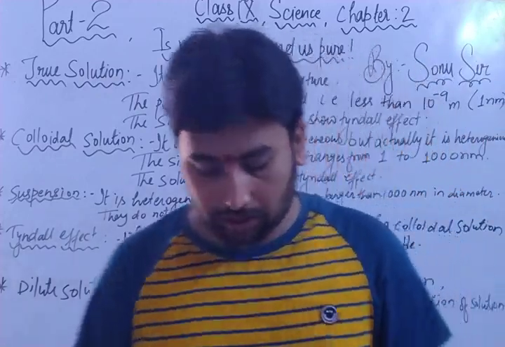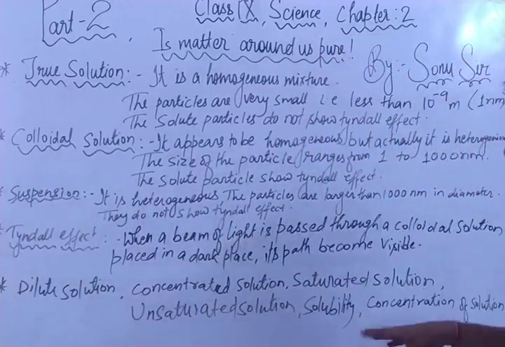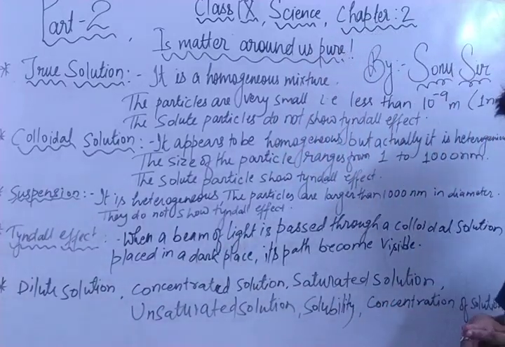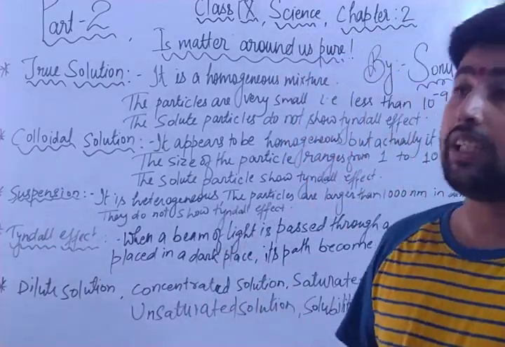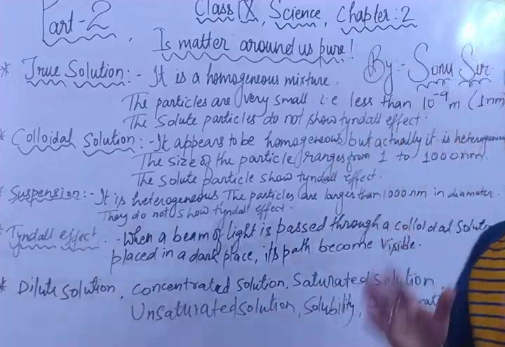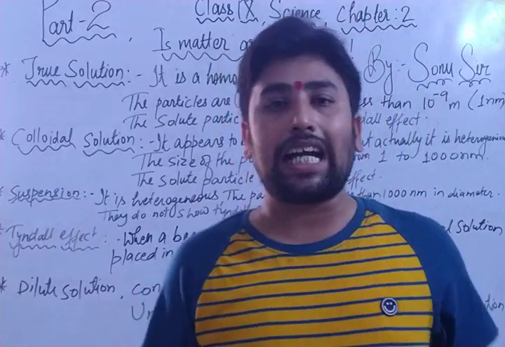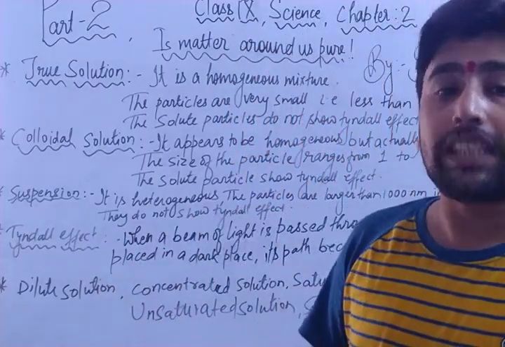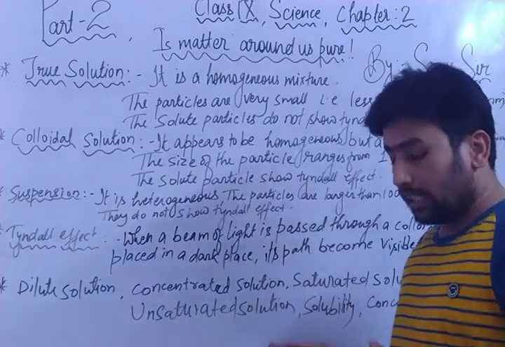Next one is saturated solution. What is the meaning of saturated solution? If no more solute can be dissolved in the solution, it is called saturated. Whatever solution is prepared, if we can't dissolve even a single bit more of solute in it, it is called saturated. It is a homogeneous mixture in which we can't add more solute. And one in which we can add more and more solute is called an unsaturated solution.